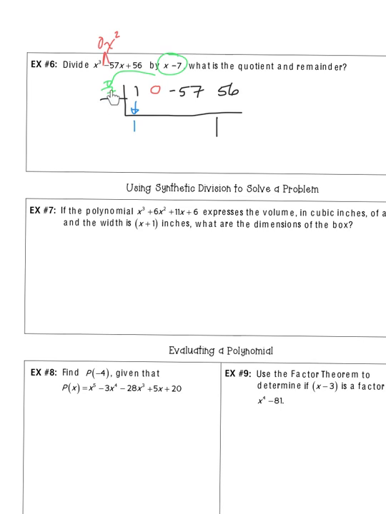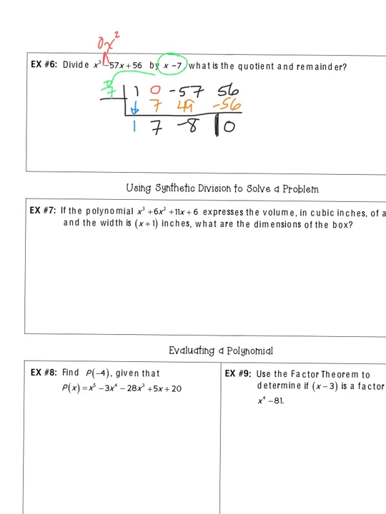Then here's your process. I'm going to take the 7 and multiply it to the 1 and bring it up here. So 7 times 1 is 7, and then I'm going to add down. So I get 7, and then it starts all over again. So then I'm going to take 7 times 7 and put it here. So 7 times 7 is positive 49, and then you're going to add down. And so when I add down, I get a negative 8. And then 7 times negative 8 is negative 56, and I'm going to put that here. And then I'm going to add down, and I get 0.